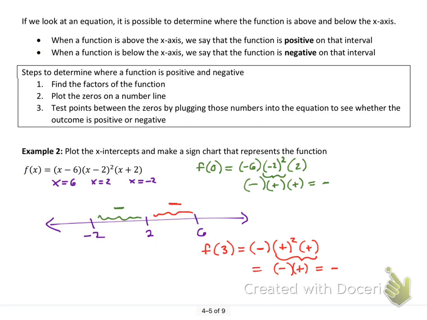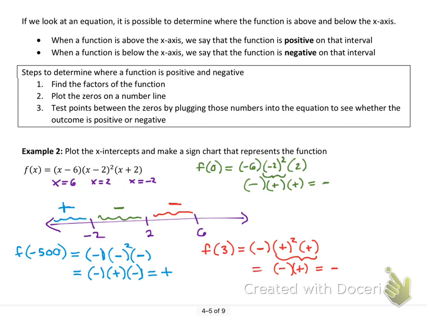Now I need to pick a number that's very, very negative. I like to pick negative 500. Just be really extreme about it, because I've got to pick it in this area right here. So negative 500 minus 6 is clearly negative. Negative 500 minus 2, again clearly negative. And negative 500 plus 2, also negative. Now this is squared, so a negative negative makes that positive, so it's a negative times a positive times a negative. Well, the negative negative makes it positive, so this is going to be a positive.